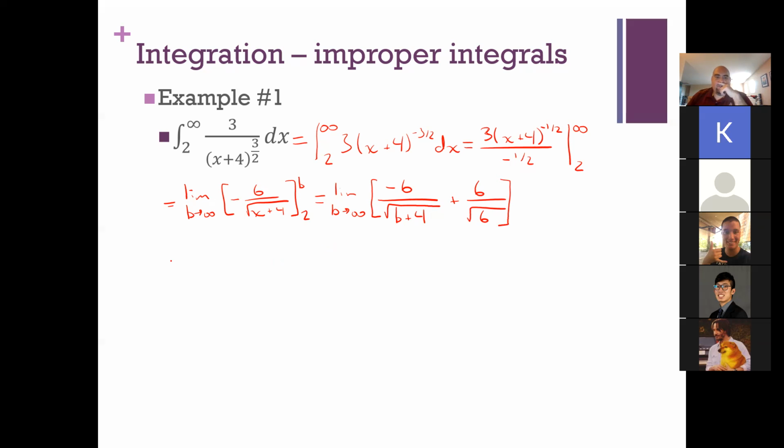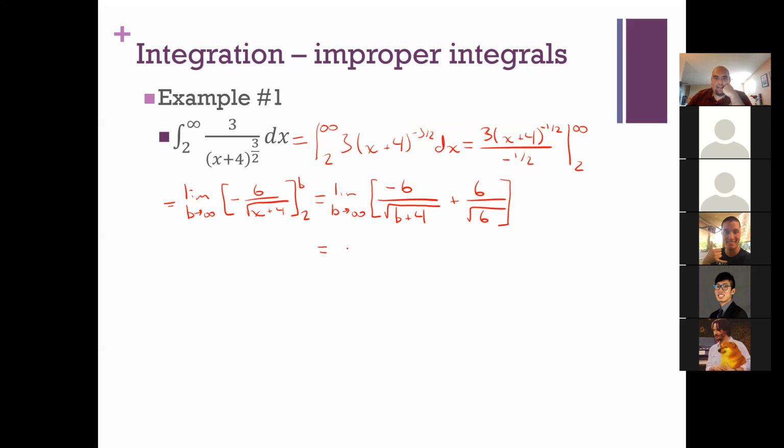All right, so now, what do we think about this thing on the left here? What's going to happen to this as b gets very, very big? It's just going to keep on getting bigger. The denominator. Which means what's going to happen to the overall term? It's like -6 over infinity, essentially.